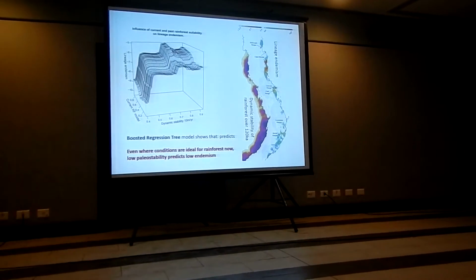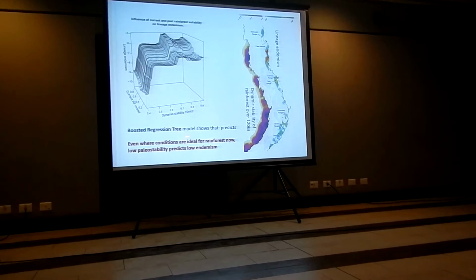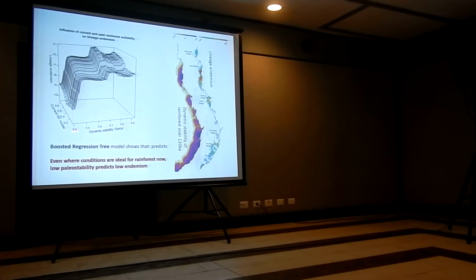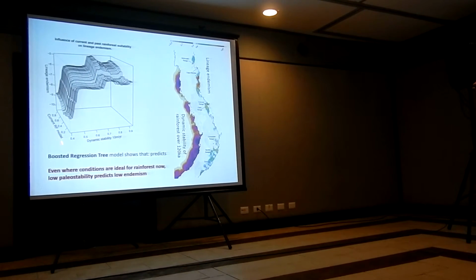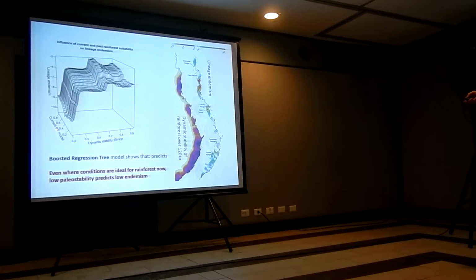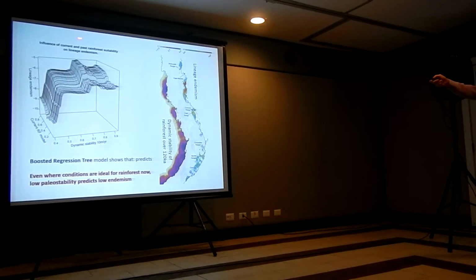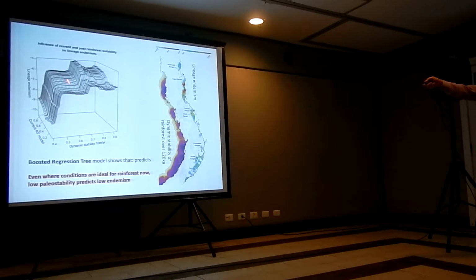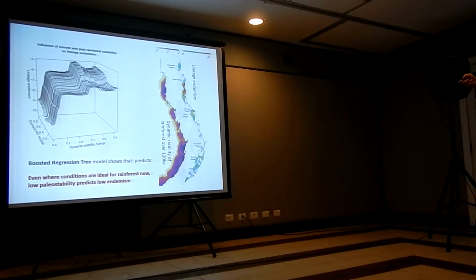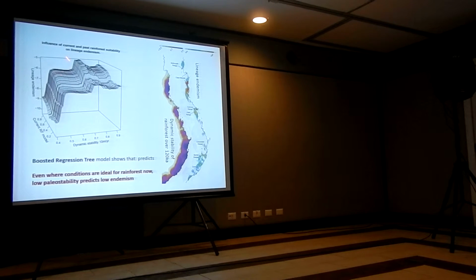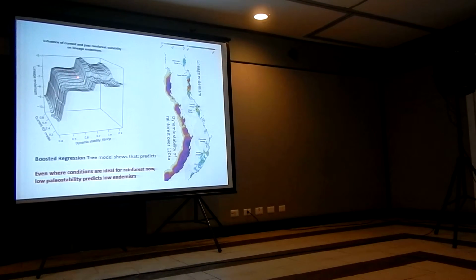And another way of looking at that is with this boosted regression tree model. And we see 3 variables here. This is our dynamic stability. Here we have current rainforest suitability, and the y-axis is our lineage endemism measure. And what you see is that, looking from front to back this way, sure, areas of currently good rainforest habitat show a greater level of lineage endemism.